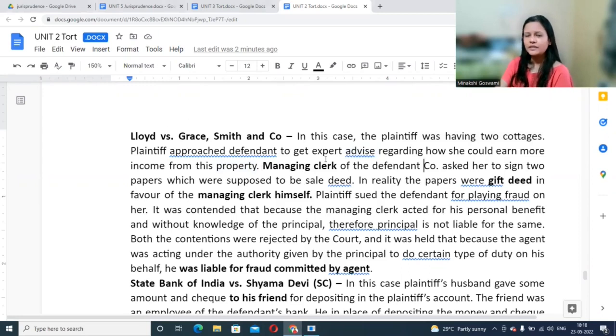Now in that particular company, Smith and Company, there was a managing clerk. Usually what happens, there might be a company owner and he will hire some managers, and managers are usually given all the authority. You can take complete decisions and everything. So this managing clerk of the defendant company was authorized that if a client comes, you can give advice and you can get it executed also.